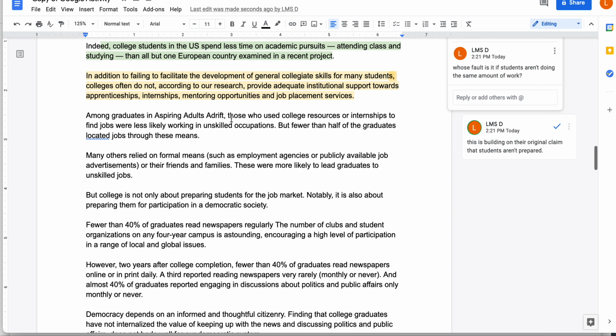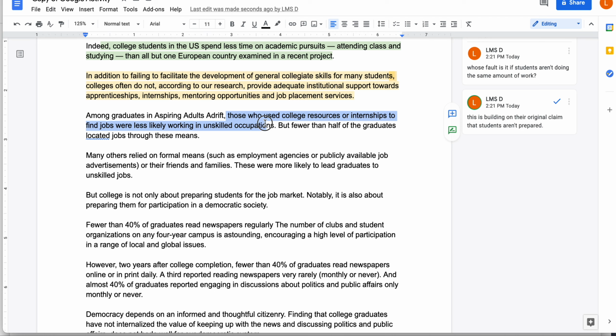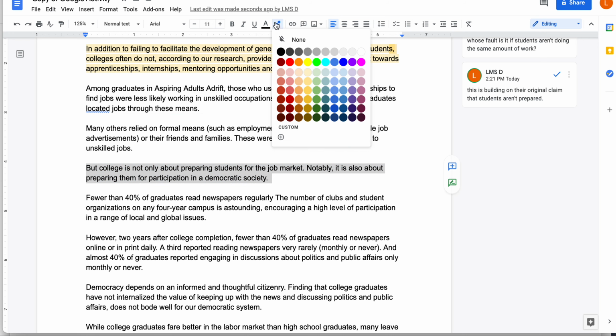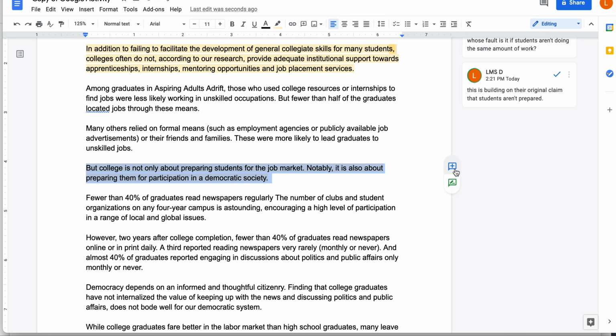So among graduates, those who used college resources were less likely working in unskilled applications. So this is building the idea that if you use the resources, it does work, right? Many others relied on formal means or their friends and family. College is not about preparing for the job market. It's also about preparing them for participation in a democratic society. So again, this feels like another claim.